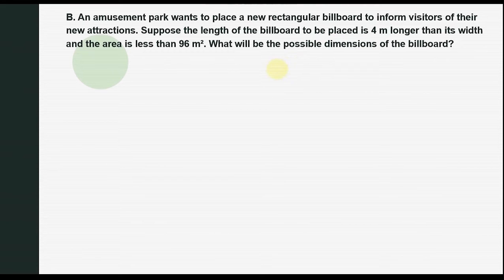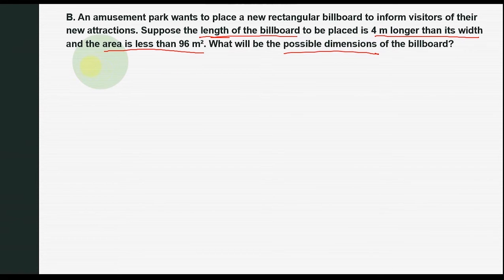Let's go with number 2, identify the given conditions and the unknown. The given conditions here is the length of the billboard, which is 4 meters longer than its width. And we also have here the area is less than 96 square meters. And we are asked to look for the possible dimensions. So it means there are many possible dimensions for this kind of problem.